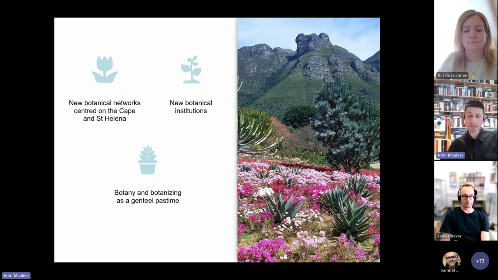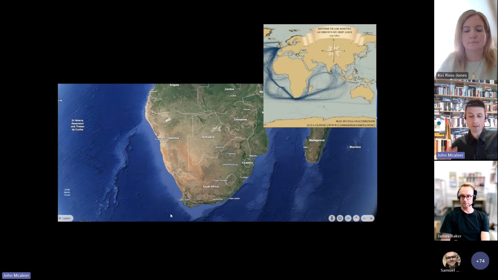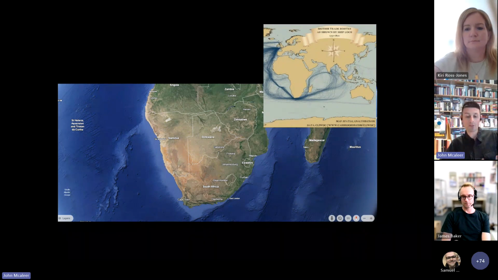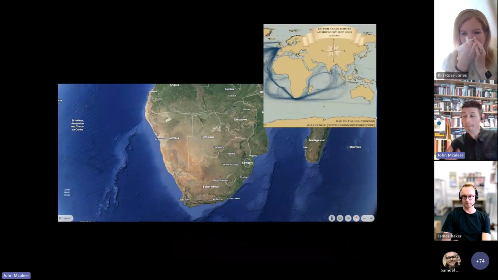So one of the first things to say is that this part of the world, Southern Africa, the South Atlantic, the Southern Indian Ocean, continued to do what had already been happening under the Dutch. In other words, it continued to forge its own networks, creating alternative axes of exchange and movements by virtue of its position, as you can see here, as a kind of nodal point for specimen transfer and knowledge exchange.